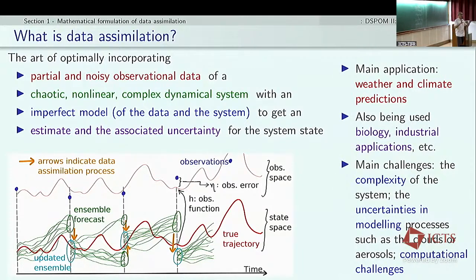The terminology data assimilation arose in weather and climate. The terminology that I will introduce later, which is nonlinear filtering, arose in more industrial or engineering applications. Now there are more and more applications in biology. What was missing in biology until now essentially were the mathematical models, but anyway. Okay, and the challenges I've listed here are not really that crucial right now.